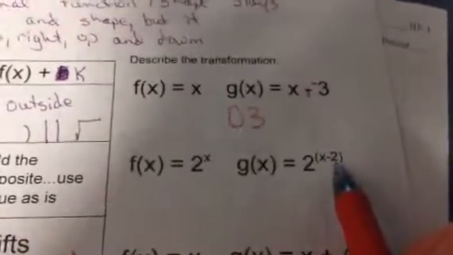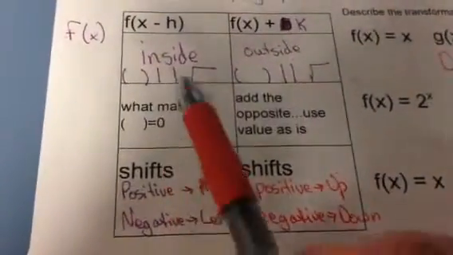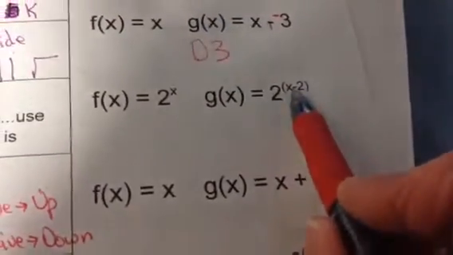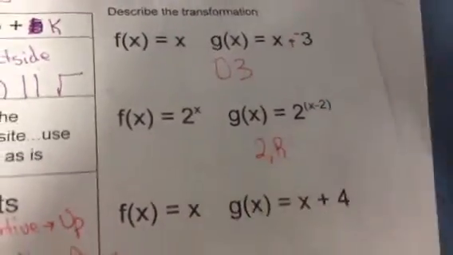And now the minus 2. The minus 2 is in parentheses, but it's also contained in the exponent. So when it's inside the exponent, I want to ask what makes it 0. And then that's how it's going to shift. So what would make this exponent 0 is 2. So since it's 2, that's a positive number, it's going to go right 2.